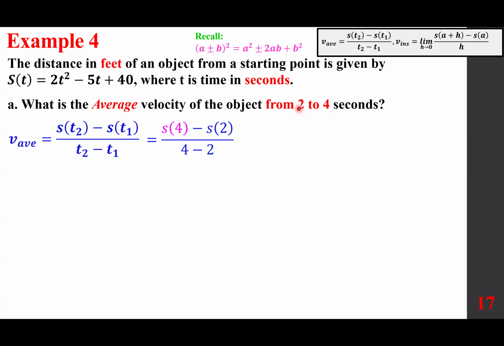So that is elementary algebra. You're going to plug in 4, you're going to plug in 2. 2 times 4 squared minus 5 times 4 plus 40, and then minus s of 2: 2 times 2 squared minus 5 times 2 plus 40.